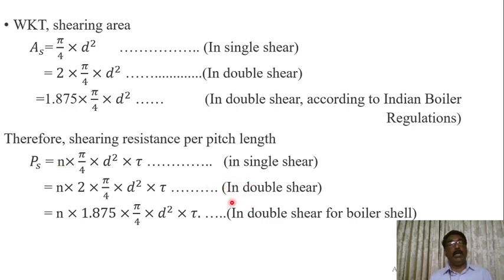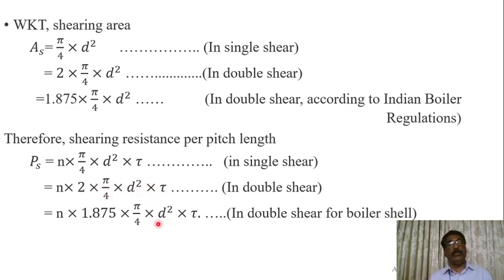Again, in another classification, suppose the joint given is a butt joint. In case of a butt joint, you will have to consider the same equation if it consists of a single cover plate. Once the butt joint is given, you will have to check whether there is a single cover or a double cover. If it is a single cover plate, you will have to use this formula only, because it will be in single shear, pi by 4 d square into tau into n, of course, the number of rows of rivets. But if the butt joint given has two cover plates, then you will have to use this equation, because in that case, each rivet will be under double shear. So you will have to use this equation.